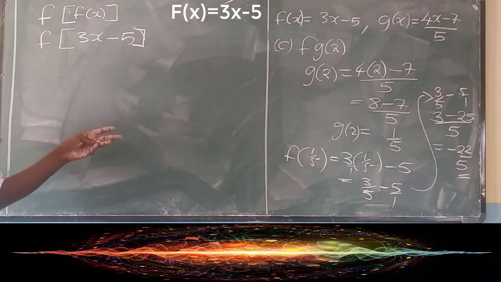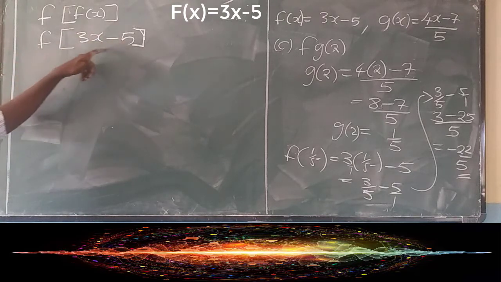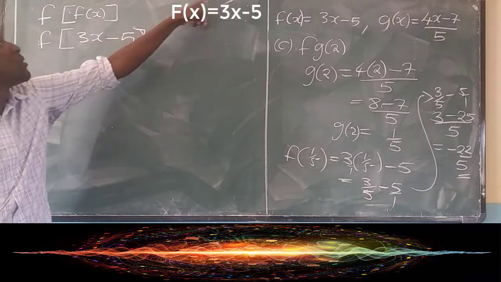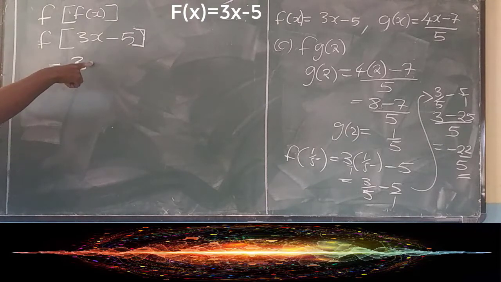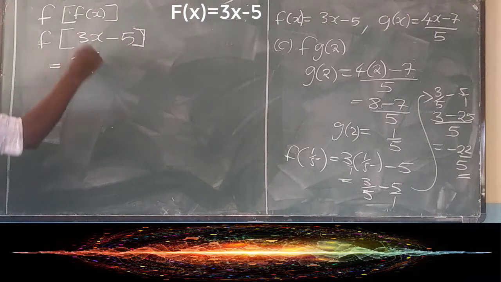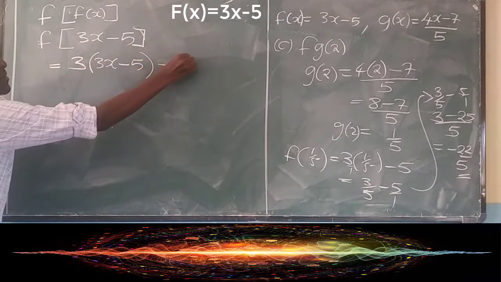You are not yet done here. There is still f here. So you are going to replace this where there is x in the function for f. So the function for f is still this one here. So you are going to have here 3. Once you write 3, the next thing is supposed to be x here. So you open brackets here. And you replace what you have in the brackets here. 3x minus 5 minus 5 here.